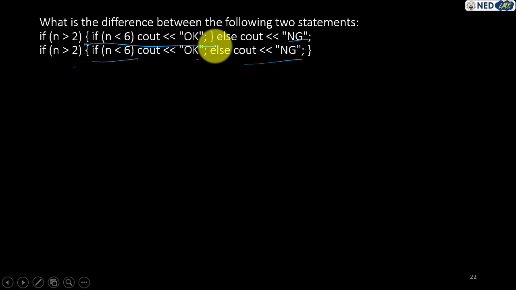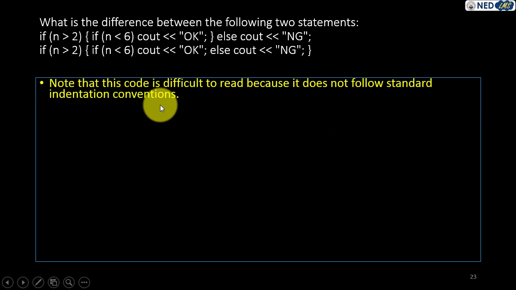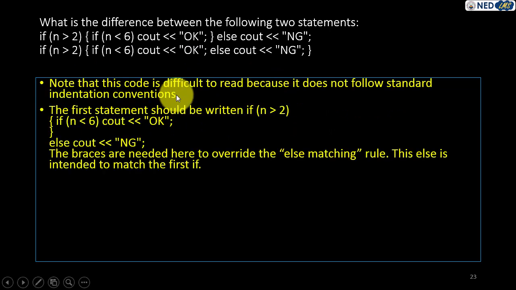So let me write this code again. This code is actually difficult to read because it does not follow standard indentation convention. The first statement should be written: if n is greater than 2, and then in it, if n is less than 6, cout okay, else cout not good. The braces are needed to override the else matching rule.